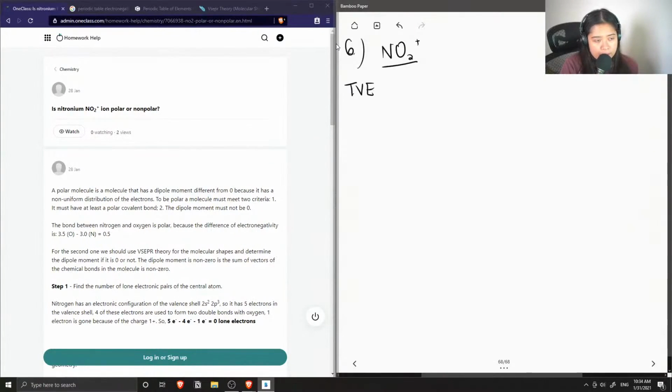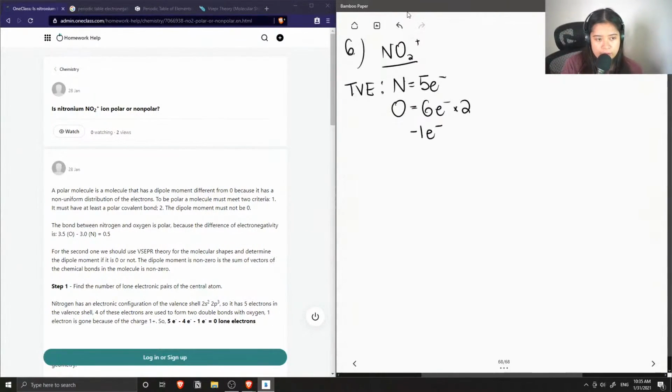So we'll find the total number of valence electrons. Nitrogen has 5 and oxygen has 6, and since there are 2 oxygen atoms, we multiply this by 2. And also notice that our overall ion has a positive charge, so that means we need to subtract an electron from our total count. So adding these values up, we get a total of 16 electrons.